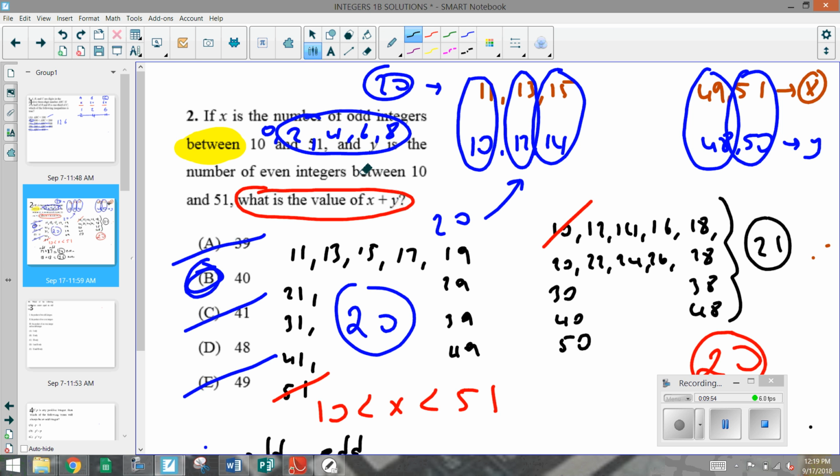Okay, but we need to get only from 10. So once we subtract 1, 2, 3, 4, 5 of them, 25 minus 5 makes 20.